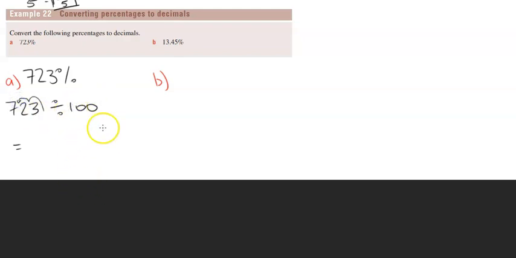The next example we're going to look at is converting the following percentages to decimals. So A is, there's a bit cut out there, so apologies, there's a little textbook error. 723%. So when we're converting a percentage to a decimal, we're going to be dividing by 100. So we're going to divide 723 by 100 to turn it into a decimal. And in this case, we're just moving the decimal point to the left twice because there are 2 zeros. So 723% is the same as 7.23.